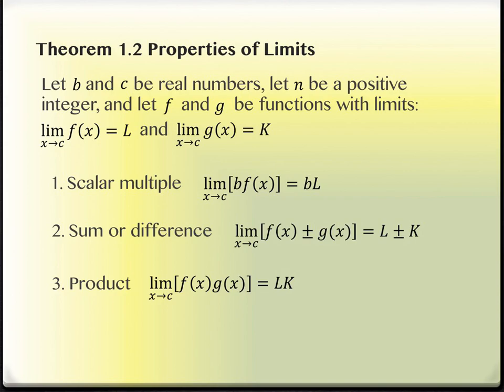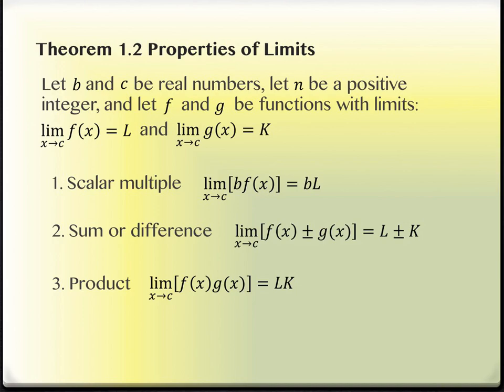So, some properties of limits. Limits are actually really nice because they do everything you would expect them to do. B and C are real numbers just like before. N's a positive integer just like before. F and G are functions that have limits. It tells us that the limit of f of x is L and the limit of g of x is k. Okay, so there's some number, whatever they are, they're L and k.